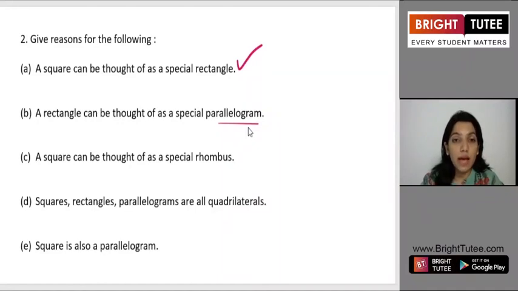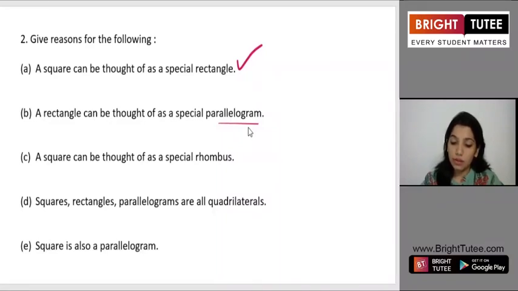In addition, what do we have? That the interior angles in a rectangle are 90 degrees each. So this is something which is in addition to a parallelogram. So a rectangle is a special parallelogram. Is that clear? Now let's see the C part.